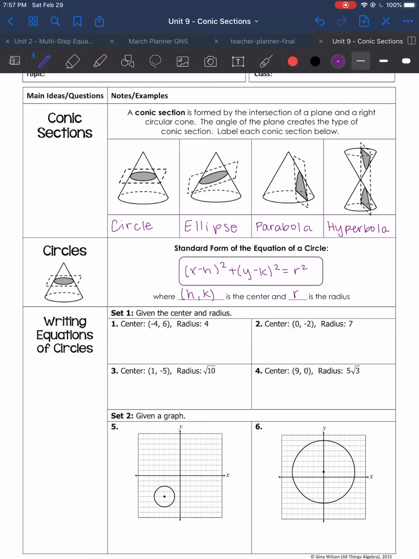So given that we have a center and a radius here, we're going to write this in standard form. So this is h and this is k and this is r. So I'm going to have (x plus 4), or minus a negative 4, which does become plus, squared, plus (y minus 6) squared equals 4 squared, which is 16.